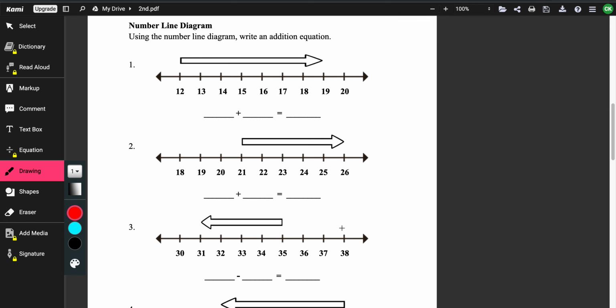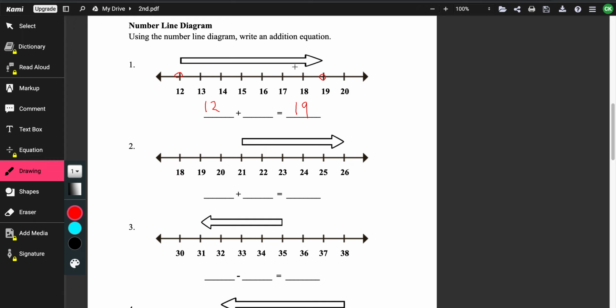Let's take a look at number 1. It's the number line diagram. Using the number line, write an additional equation. So what we're gonna have to do is look at the starting point, which is 12, and the end point, which is 19. So we first know what the starting point is, so we'll write 12 down here, and the endpoint 19, which we could write down here.